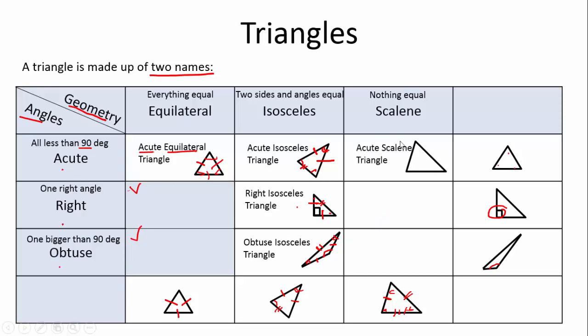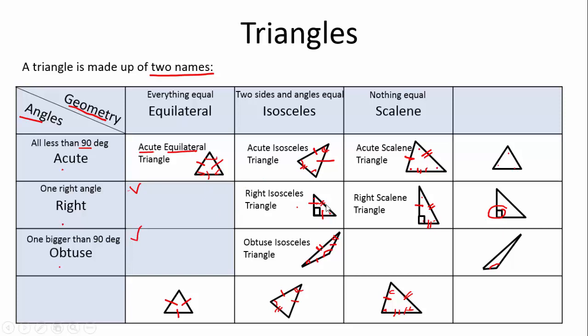Now we have an acute scalene triangle. So this means nothing is equal, no sides or angles, but all of the angles are less than 90 degrees. So this could be 45, 55, and 80, for example. And none of these lengths are equal either. Then we could also have a right angle scalene triangle. So these 3 are all different here, different lengths. And this angle is different to this angle and obviously not equal to 90 degrees.